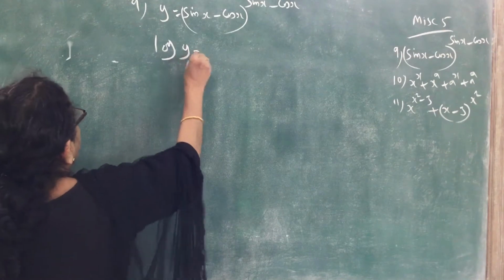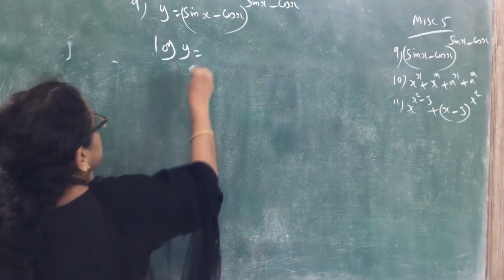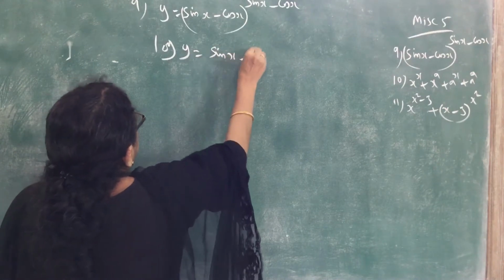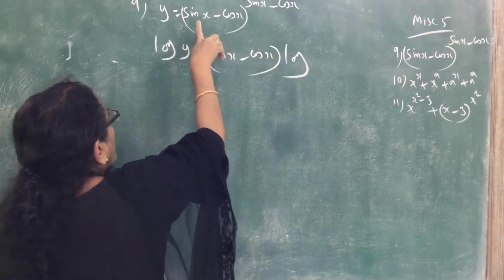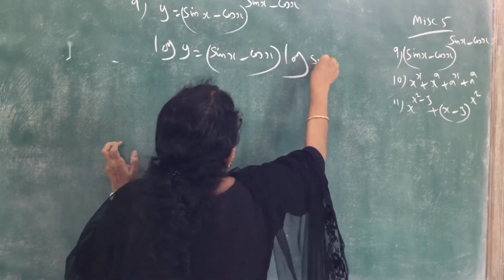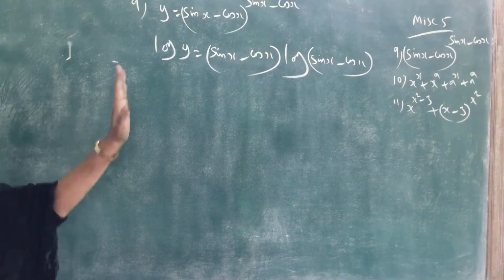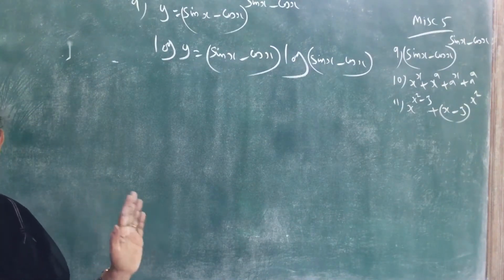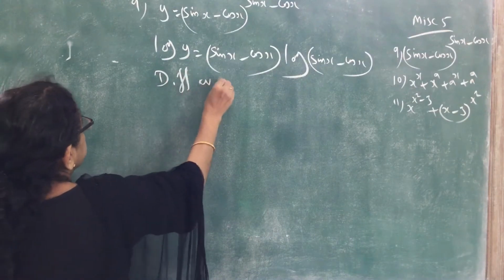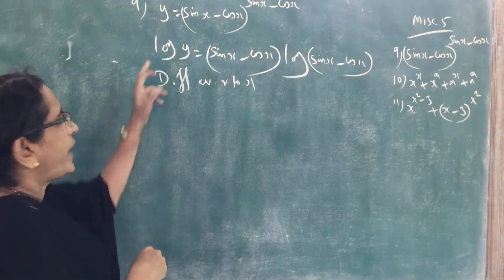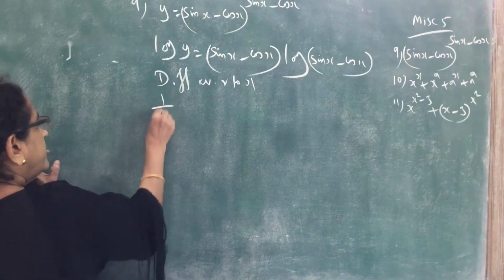Log y equal to, when you take log, first write the power, sin x minus cos x, then write the base: log of sin x minus cos x. Now we have to differentiate both sides with respect to x. So, what is the derivative of log y with respect to x? That is 1 by y dy by dx.